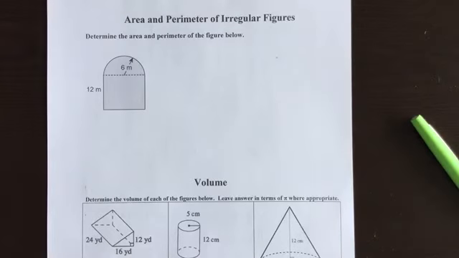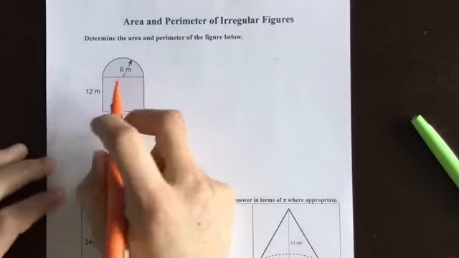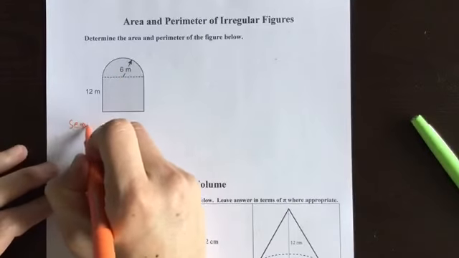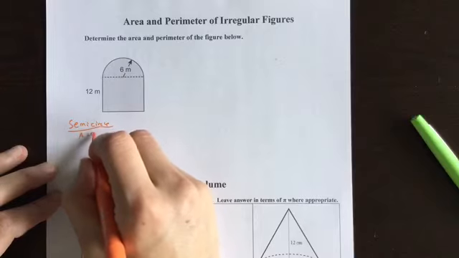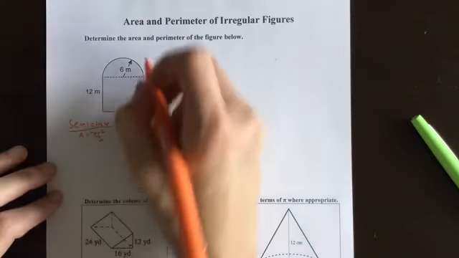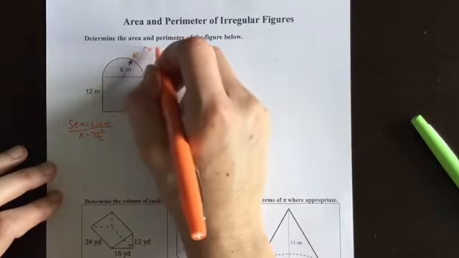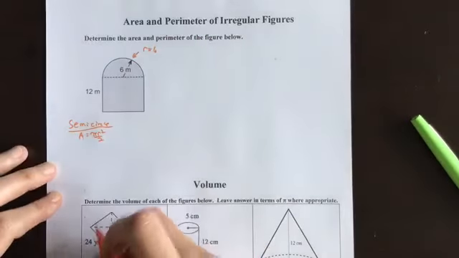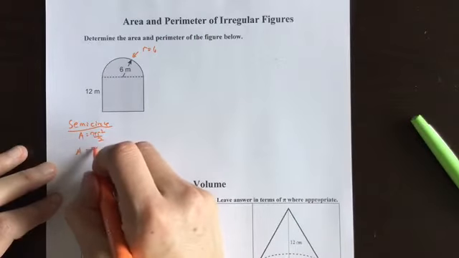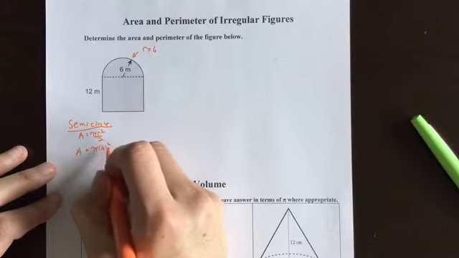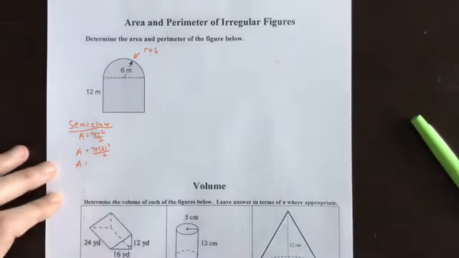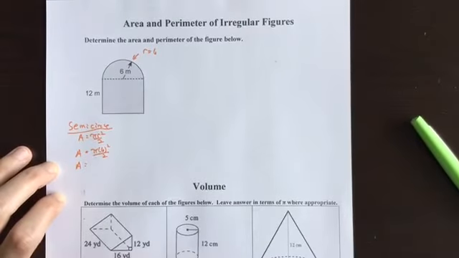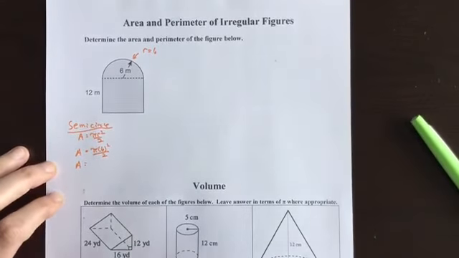Let's start with area. We've got our semicircle and our square. So semicircle, area equals pi r squared divided by 2. That's showing us that the radius is 6. So it's going to be pi times 6 squared divided by 2. And let's round to the nearest tenth here.